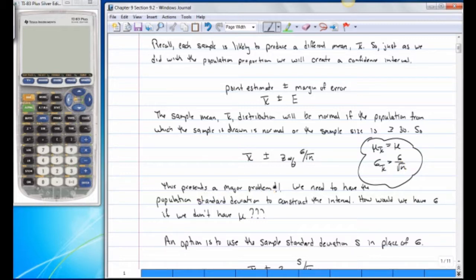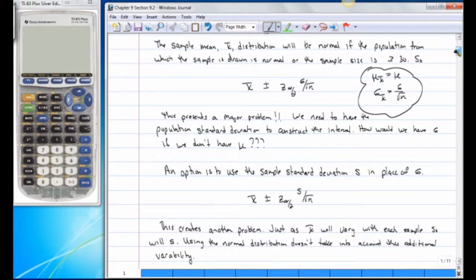This presents a major problem. We need to have the population standard deviation to construct the interval, but how do we have the population standard deviation if we don't have the population mean mu? If you recall at the beginning of the semester when we started learning how to calculate these, we had to actually have the mean in order to calculate the standard deviation. So this creates a situation where we need information that we actually don't have to find what we're searching for.